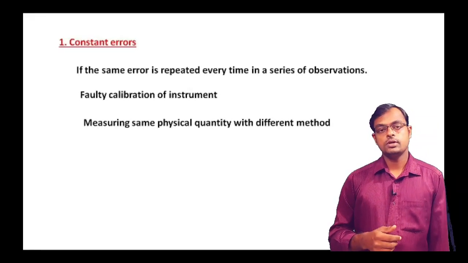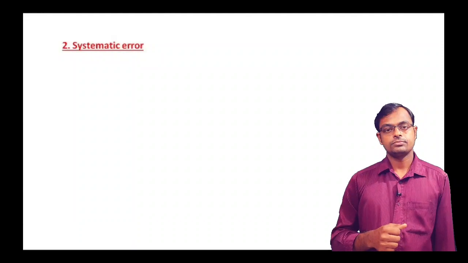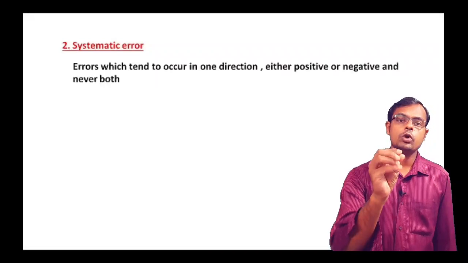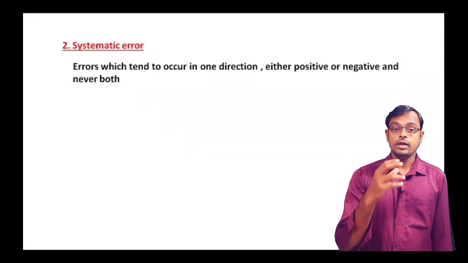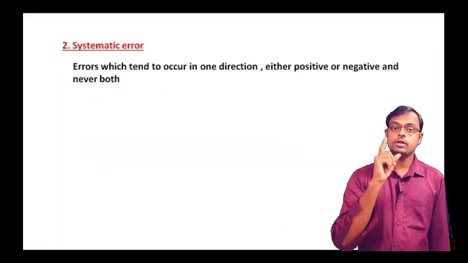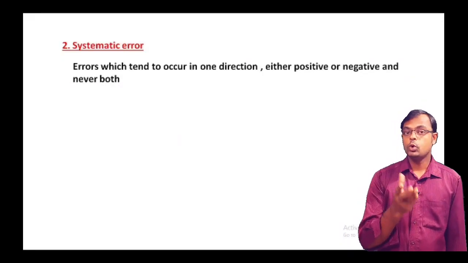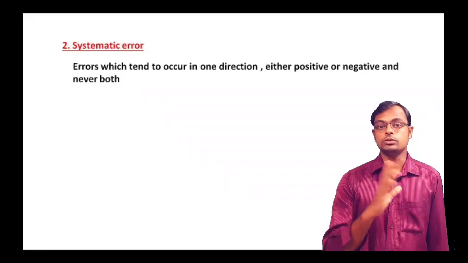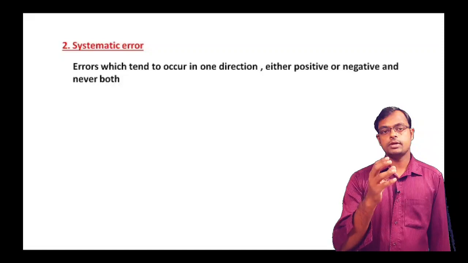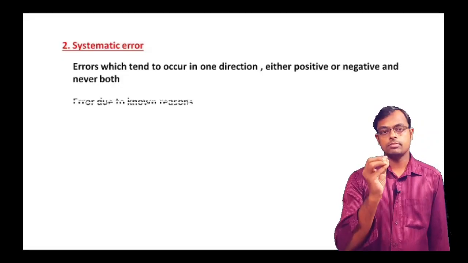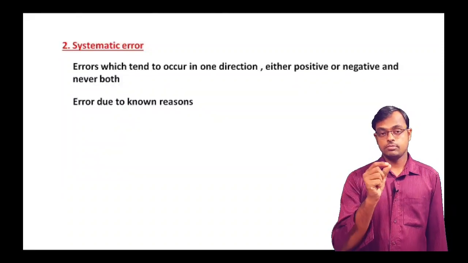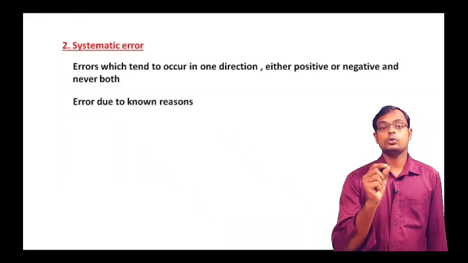Now let's move to the next one, called systematic error. So what is meant by systematic error? Errors which tend to occur in one direction. That means the error may be either positive or negative, but always it will show in one direction. It will never come in both. Clear? So this type of error is called systematic error. We can also say that it is error due to known causes.